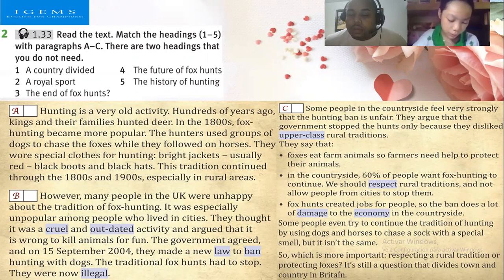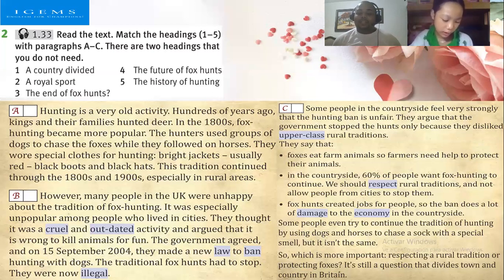Some people even try to continue the tradition of hunting by using dogs and horses to chase a shop with a special smell. But it isn't the same. So, which is more important? Respecting a rural tradition or protecting foxes? It's still a question that divides town and country in Britain.